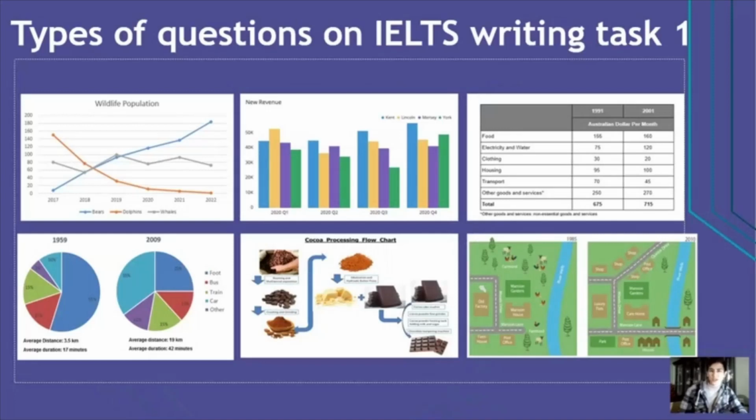Before starting the introduction part, let's have a look at types of questions on IELTS Writing Task 1. The first one, as you can see, is a line graph, then a bar chart, and the third one is a table. Next is the pie chart, then process, sometimes we call it a diagram, and the last one is a map. And what I'm showing is that an introduction for task 1 is the same for all types of questions. You can write a task 1 introduction more easily.